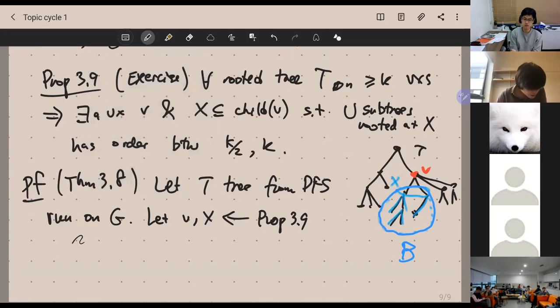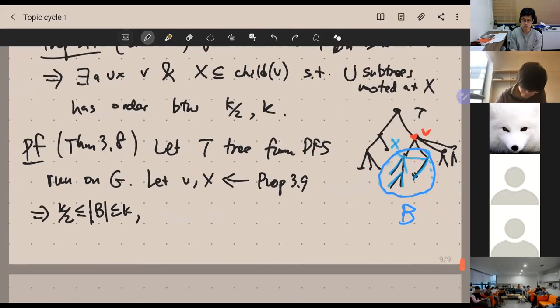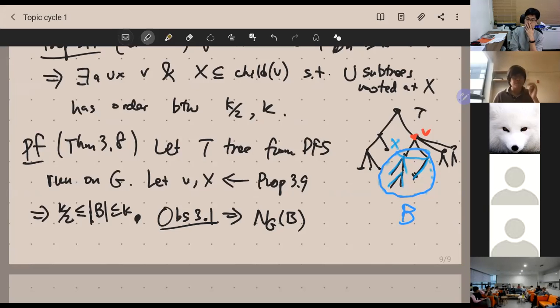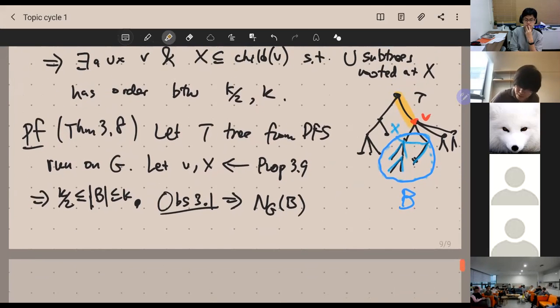Then we're almost done, right? Then we know that the size of B is between K over 2 and K. And furthermore, Observation 3.1 implies that the neighborhood of B in the graph G must lie in the subpath from their root. So it must be completely here. Their neighborhood must completely lie in the path from V to the root of the whole tree up there. Let me call this path P.